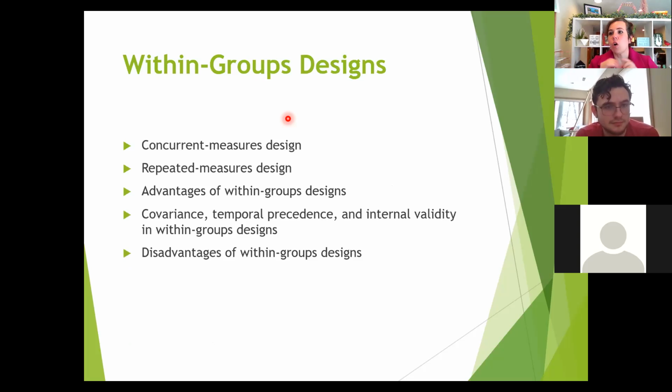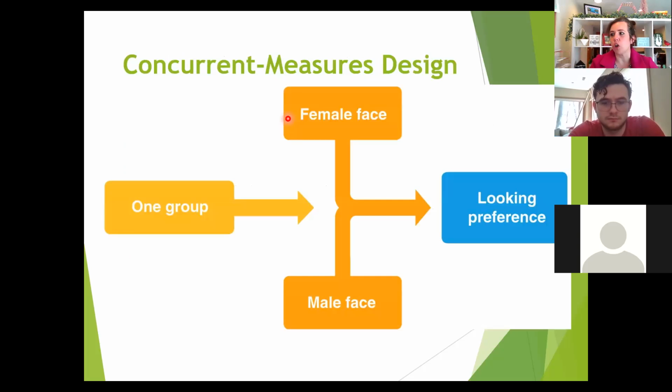Okay, so within group designs, I want us to talk about concurrent measures, repeated measures, some of the advantages that we see, and then we'll talk about internal validity as well. So let's talk about concurrent measure. Concurrent measure means participants are exposed to all levels of the independent variable at roughly the same time.